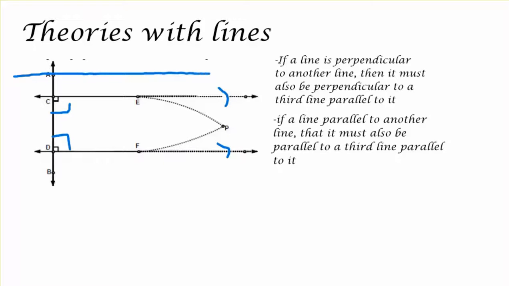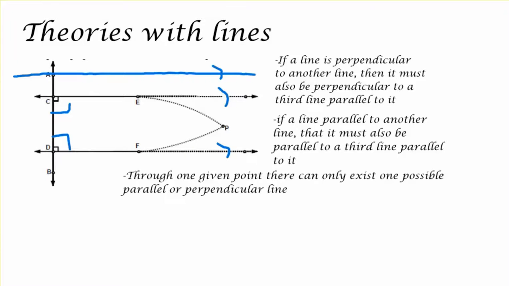Also, if a line is parallel to another line, then it must also be parallel to a third line that's parallel to it. If I make a line that's parallel to CE or DF, they're all going to be parallel. If I make a line parallel to one, it's parallel to both.